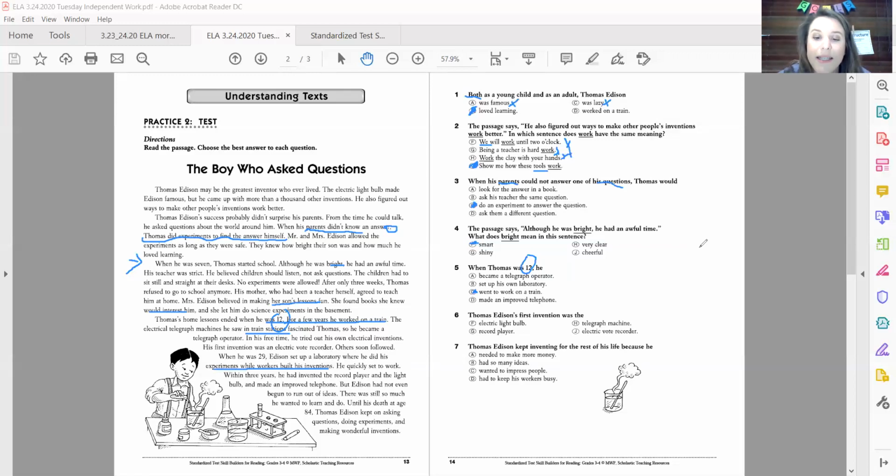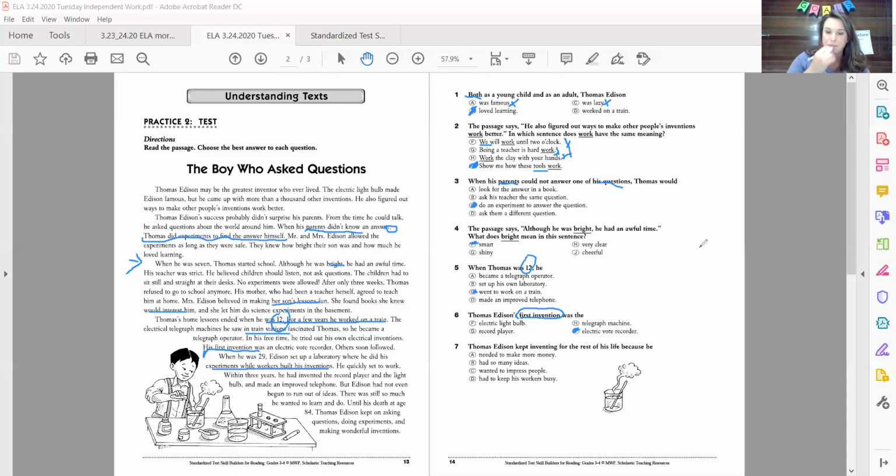Thomas Edison's first invention was... So all you got to do, again, is look back for that key word that we've practiced all year, first invention. And if you go back, right here, down the bottom, his first invention was the electric boat recorder. So that was directly in the text. If you just go back and look, it's directly there. There's no other answers. You didn't have to use your inferencing skills. So those were pretty easy.